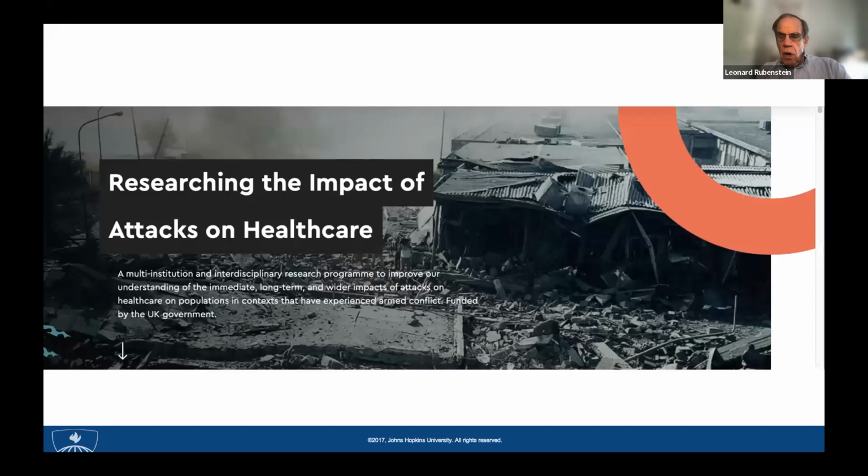Also, over the last 5 years, we've talked about the consequences of war. There has been almost no serious academic research on the consequences of attacks on healthcare, on health systems, usually because it's difficult to separate out the impacts of the war itself from the impacts of attacks. So a consortium of universities involving the University of Manchester, University of Geneva, Berkeley, and Johns Hopkins created this consortium to do research in different countries, Afghanistan, Central African Republic, and others, Colombia, to not only start doing this research, but to develop methods that will yield good results.